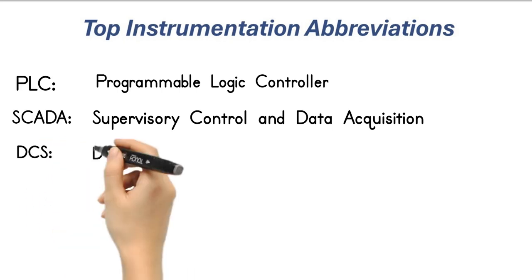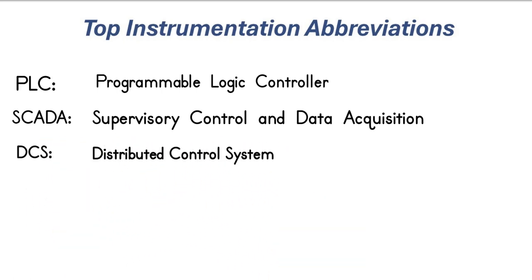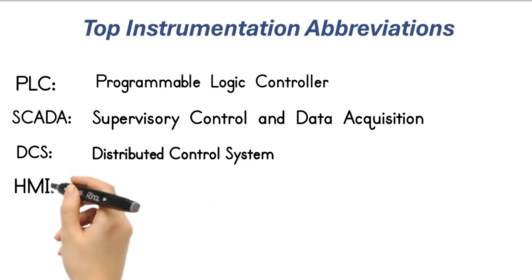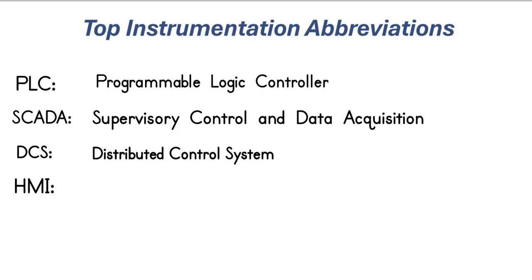DCS. DCS stands for Distributed Control System. It is a control system used to control processes in industries. HMI. HMI stands for Human-Machine Interface. HMIs are typically screens or dashboards that use visual representations of numbers to communicate data, information, and metrics.